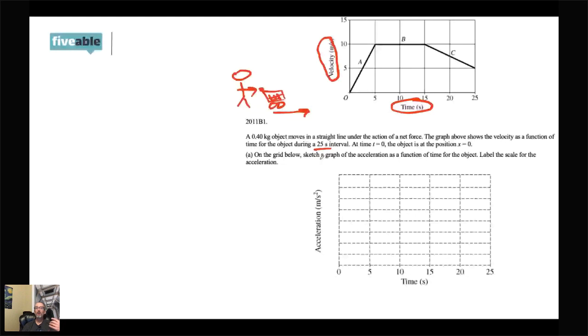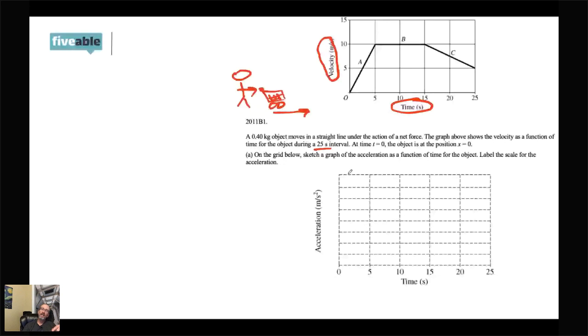On the grid below, they want us to sketch the acceleration as a function of time. This is something that we did in kinematics, but this is actually a force problem. You're going to find out why here in just a second. When we do it, we also have to label our scale, so we want to make sure that we fill up as much of this as humanly possible.